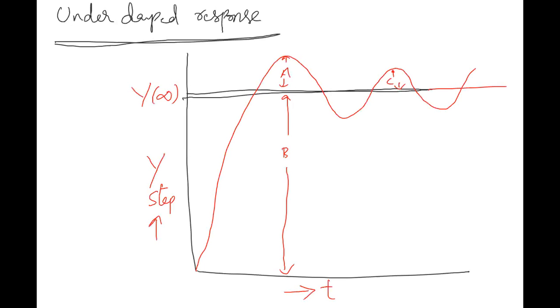So the next one is rise time. Now what is this rise time? Write this one: the time required for the response to reach the ultimate value for the first time. This is what is called the rise time, t rise.